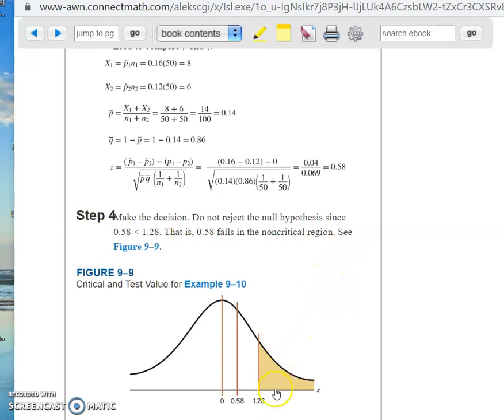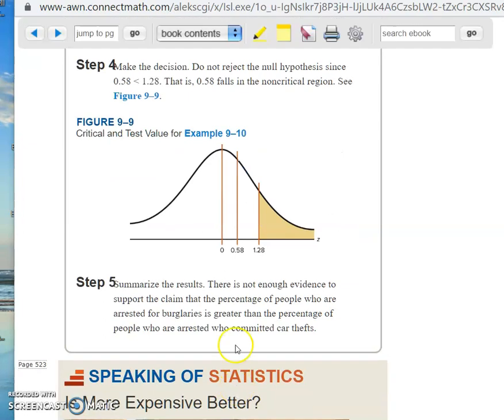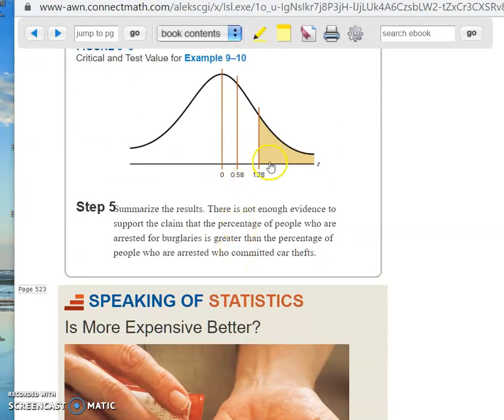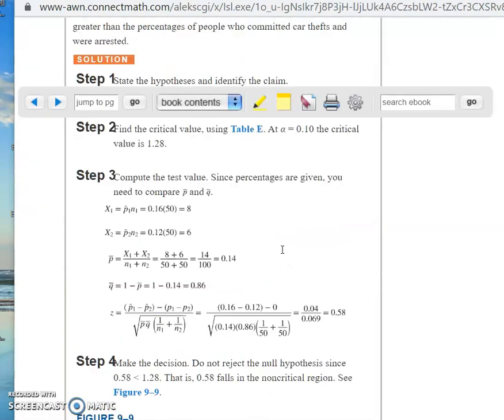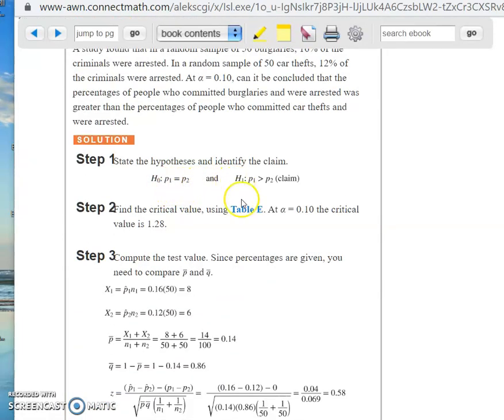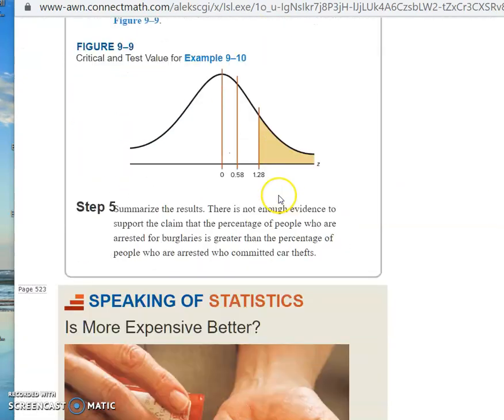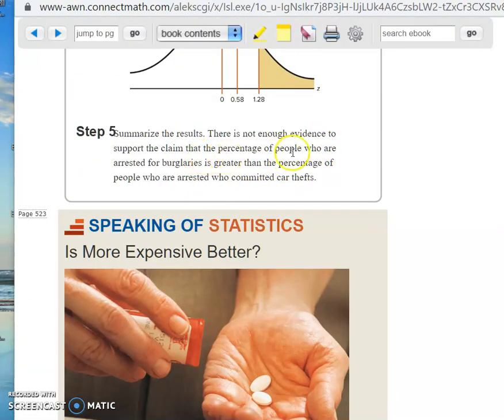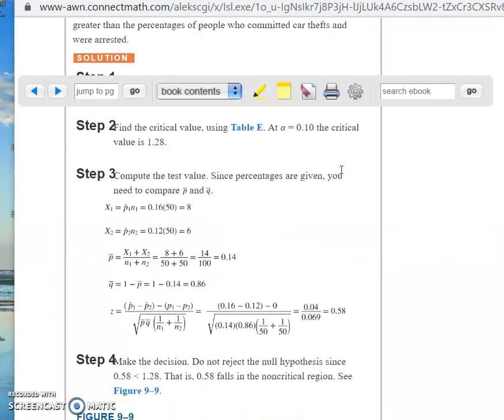So we say, well, the test value is not big enough. It didn't go over into the critical region. Therefore, I do not have enough evidence to reject the null hypothesis. The null hypothesis is that they're equal. The claim, otherwise known as the research hypothesis, is that this one is bigger than that one. There's not enough evidence to support the claim that the percentage of people who are arrested for burglary is greater than the percentage of people who are arrested who committed car thefts.